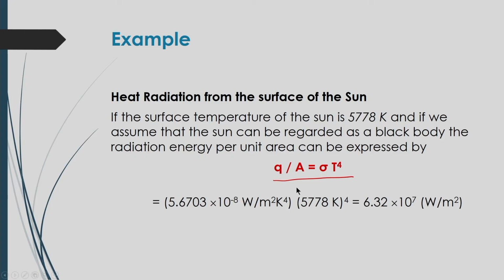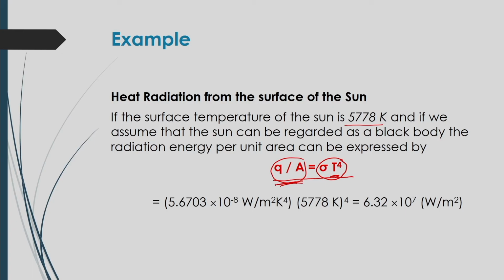Since we know that the surface temperature of the sun is 5778 K, you can directly substitute this temperature for T. In this case you can write that Q by A will be equal to sigma into T to the power 4. Why Q by A? We are not actually calculating the surface area, but we can say that this gives the radiating heat flux from the sun.